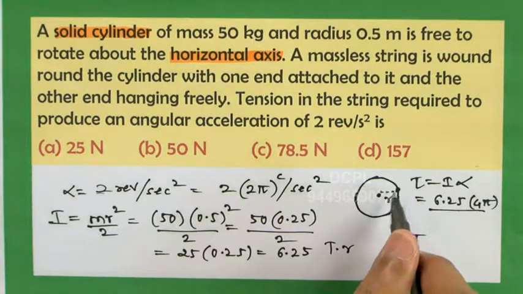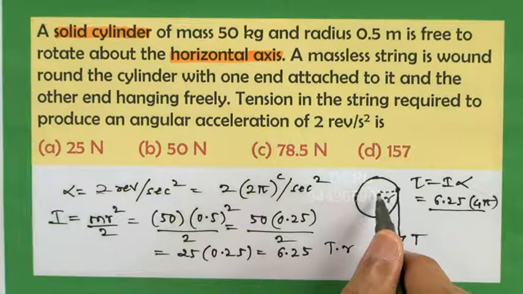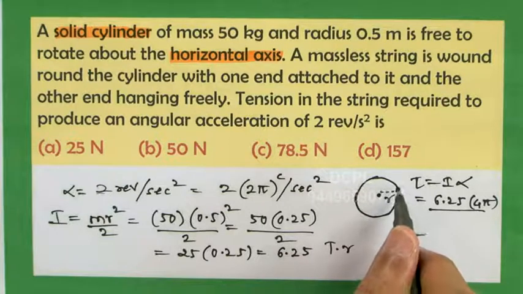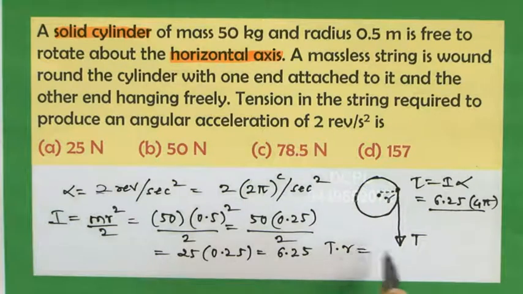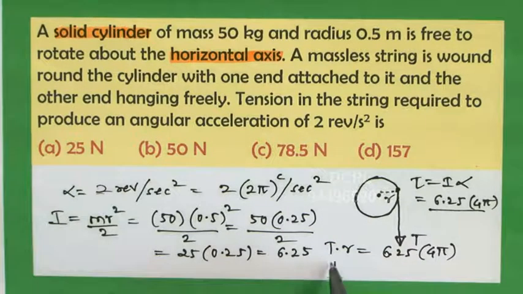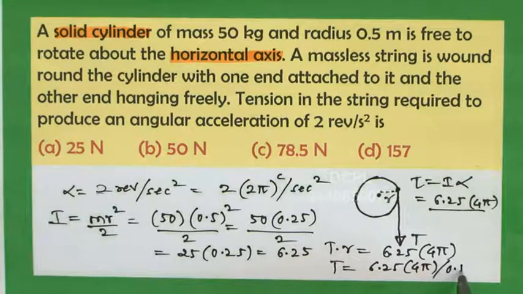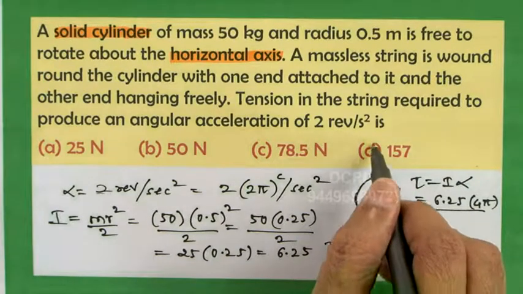See, the tension is the one which is going to produce the torque about the axis of rotation, and you can give it as tau is T into R. So, T into R is equal to 6.25 into 4 pi, fine, and T is 6.25 into 4 pi divided by R, and that R is 0.5 again. And if you simplify this, you are going to get the answer as 157, and that makes your option D perfectly correct.